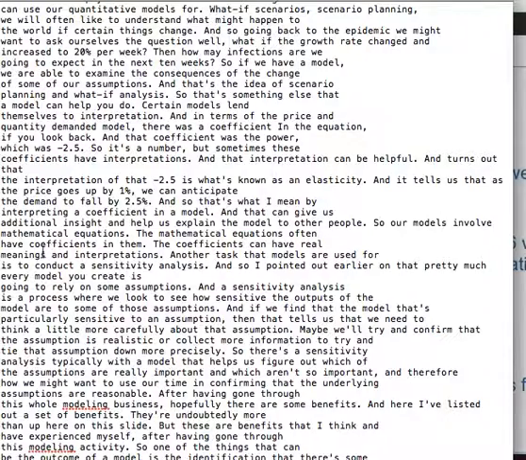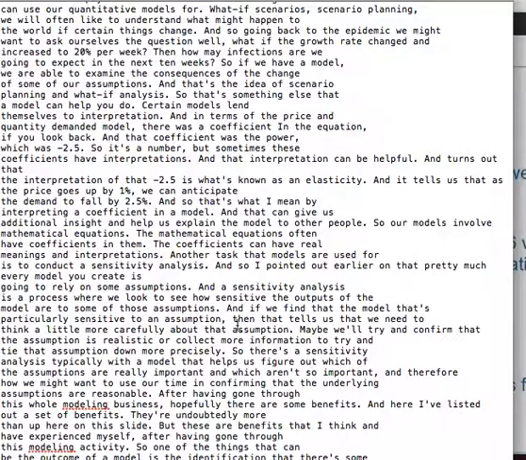So our models involve mathematical equations. The mathematical equations often have coefficients in them. The coefficients have real meaning and interpretation. Another task that models are used for is to conduct a sensitivity analysis. And so I pointed out earlier on that pretty much every model you create is going to rely on some assumption. And sensitivity analysis is a process where we look to see how sensitive the outputs of the models are to some of these assumptions.